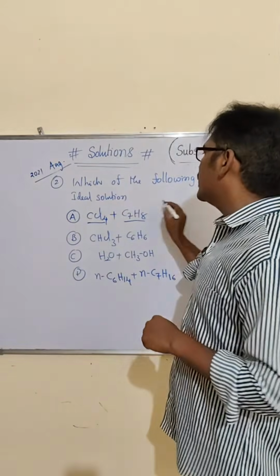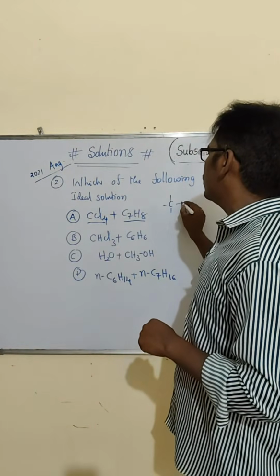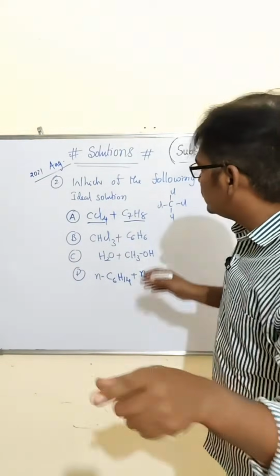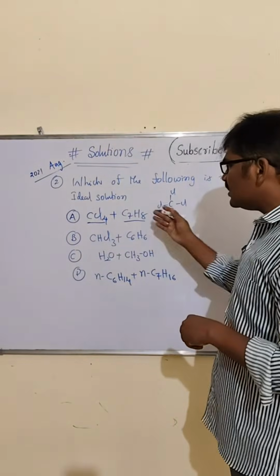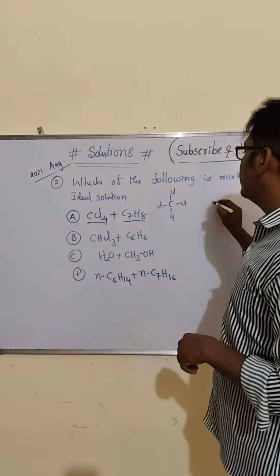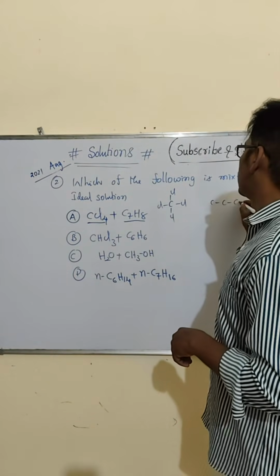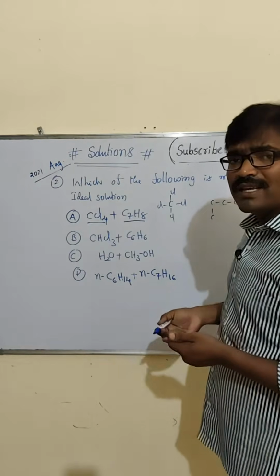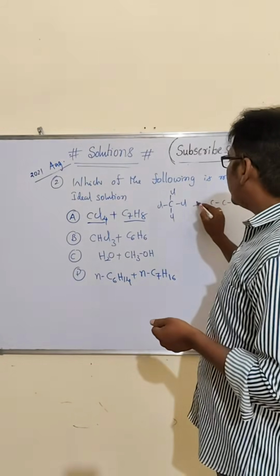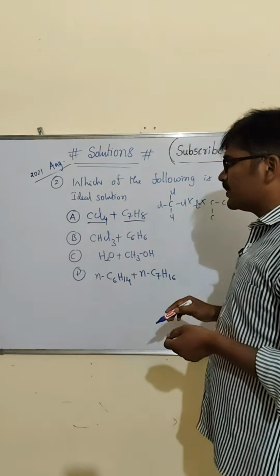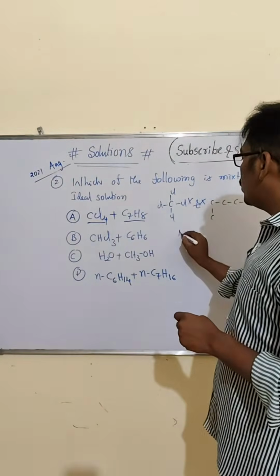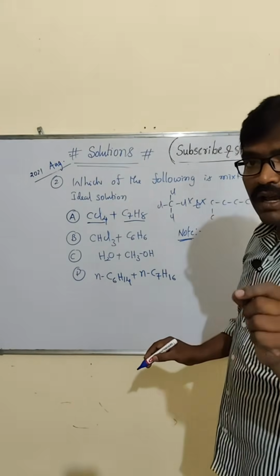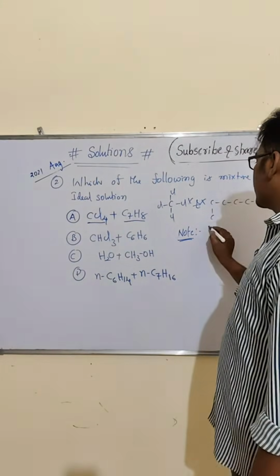Only one carbon is there in the structure of CCl4, with four chlorines attached. But in C7H8, seven carbons are there, arranged in a chain or in a cycle. So both are different structures. I told that. Note, it is very important: similar structure and similar polarity.